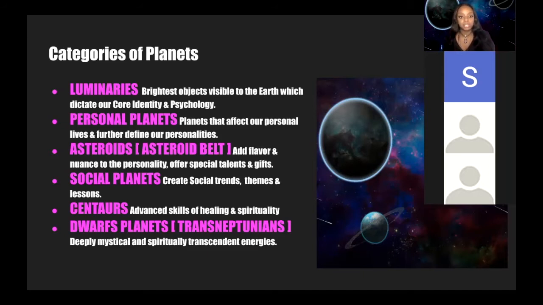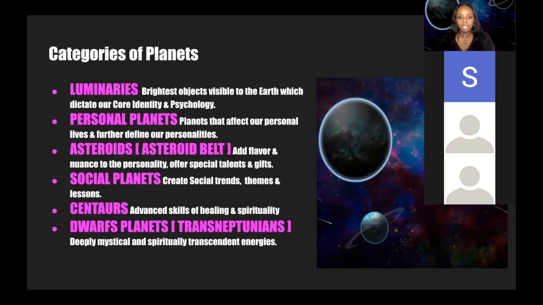Then beyond Jupiter and Saturn, we have what are known as the Centaurs, which are also asteroids, but they're a very specific type of asteroid because they're outside of Saturn. So they offer advanced skills of healing and spirituality. So think of the asteroids and the Centaurs as energies that are a lot more spiritual, a lot more mystical, a lot more healing.